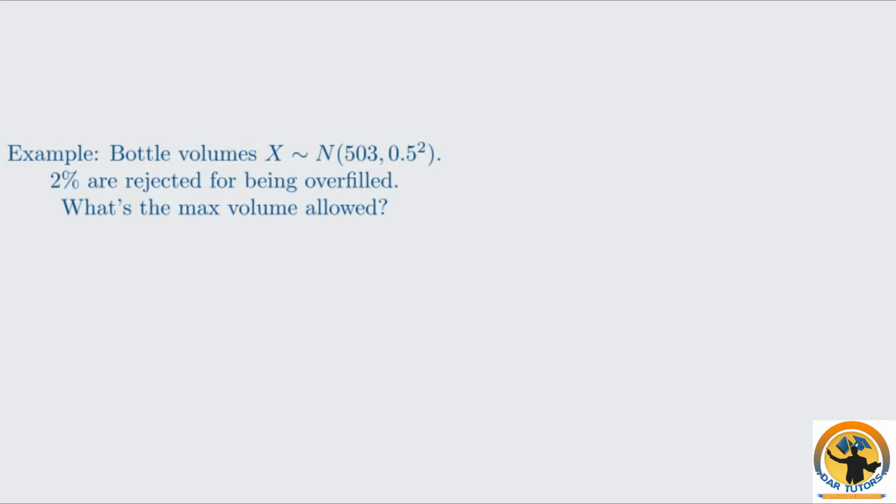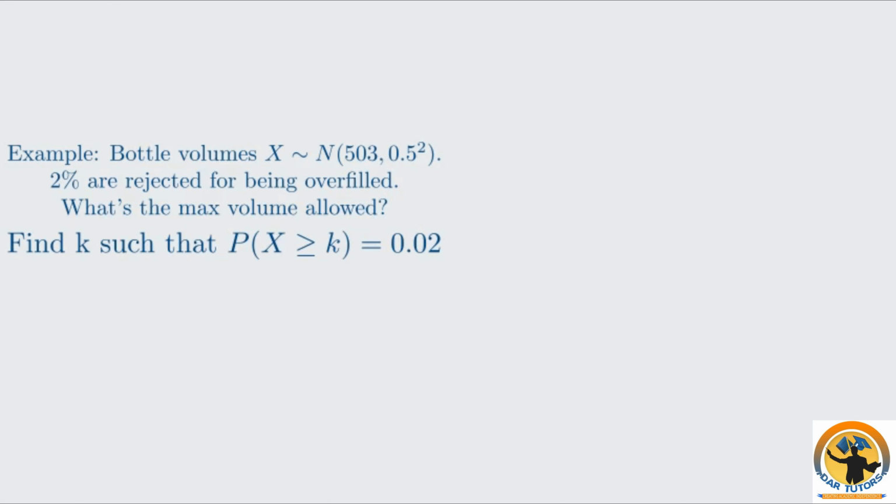If 2% are rejected for being overfilled, that means their volume K is in the top 2% of the distribution. We are looking for the value K such that the probability of a bottle having a volume greater than K is 0.02. We need to find K such that P of X is greater than or equal to K equals 0.02. As mentioned, most calculators require the area to the left.